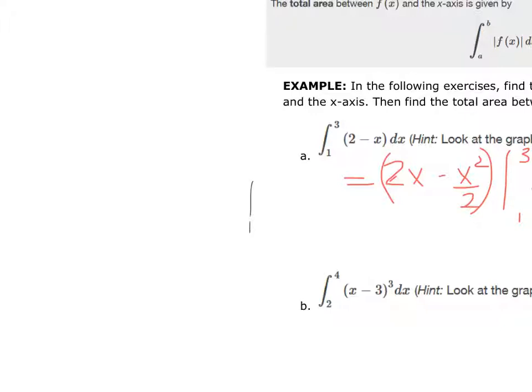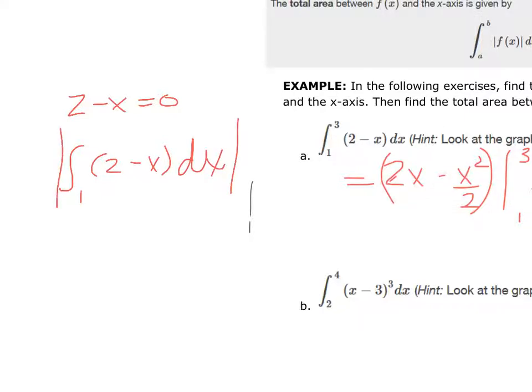So we have to figure out where this thing crosses the x-axis. So we have 2 minus x is equal to 0. So where is this crossing the x-axis? At 2. So I'm going to break this integration up between 1 to 2 of 2 minus x dx. I'm going to take the absolute value of that. And then plus the integral from 2 to 3 of 2 minus x dx. And we should get a different number.